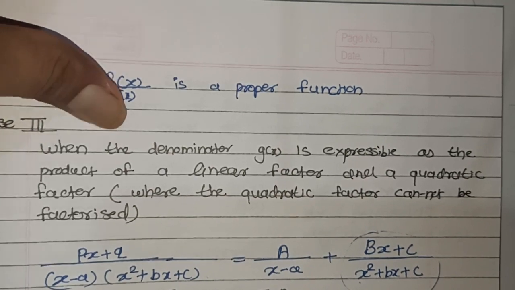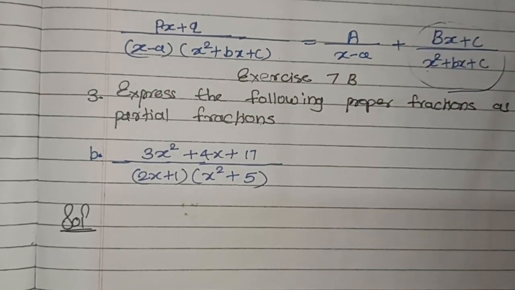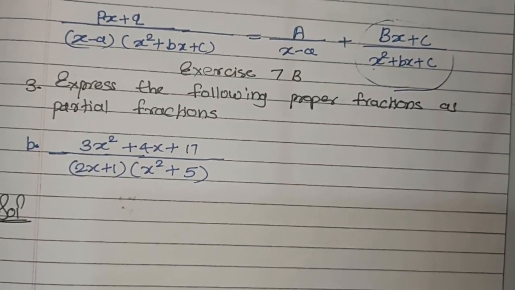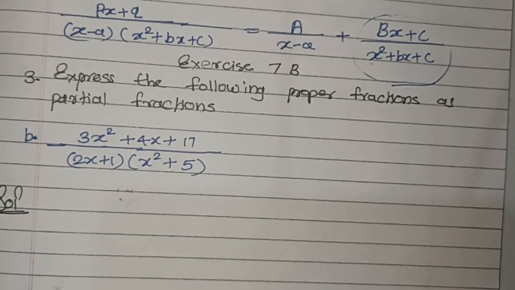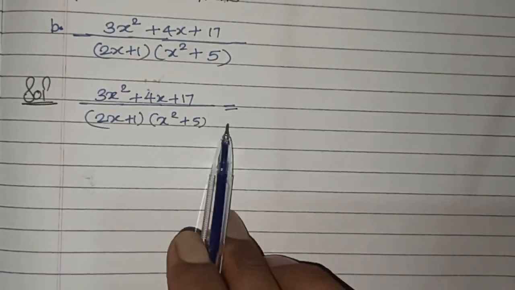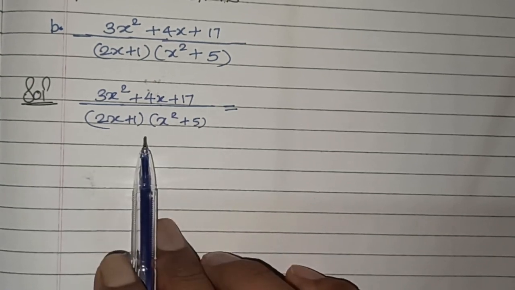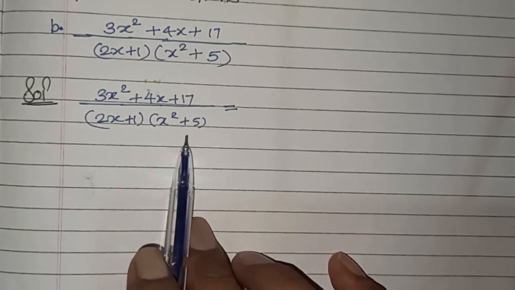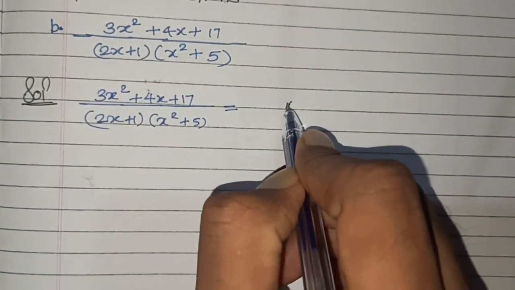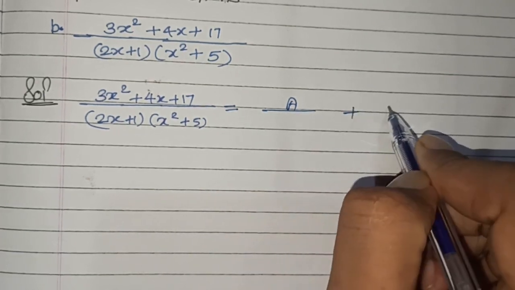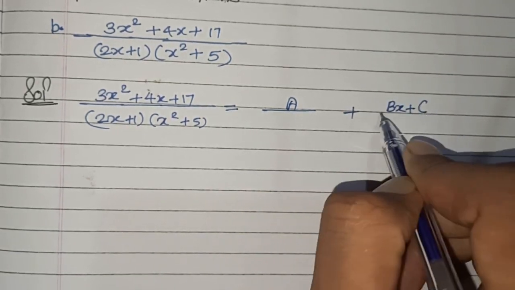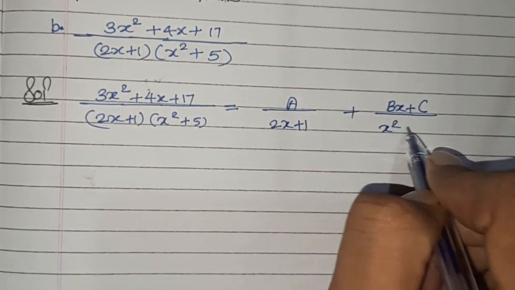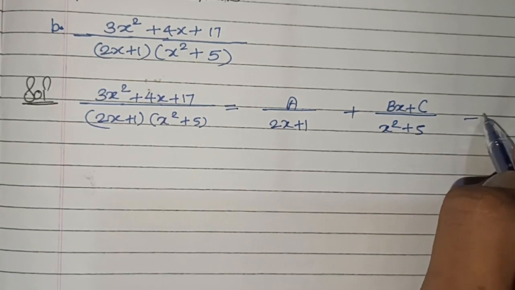Okay, so let us start with one example. Exercise number 7b, sum number 3rd. Express the following proper fractions as partial fractions. If you observe, the denominator here contains one linear factor and another quadratic that cannot be factorized further. Okay, so in this type we have to write a upon the linear factor plus, for the quadratic factor, bx plus c. So here it is a linear factor and a quadratic factor. Call this equation number 1.